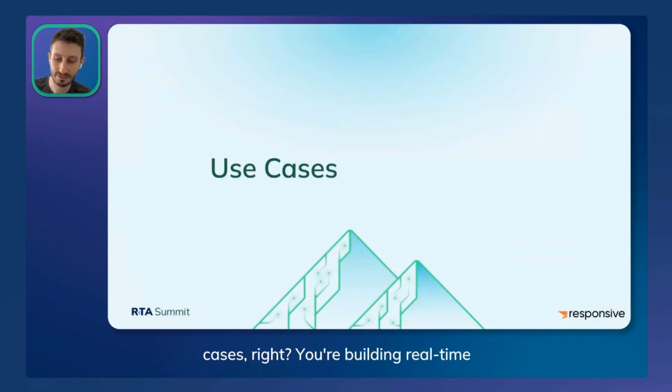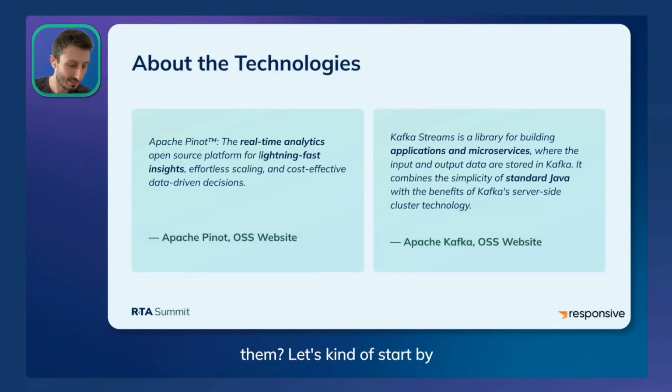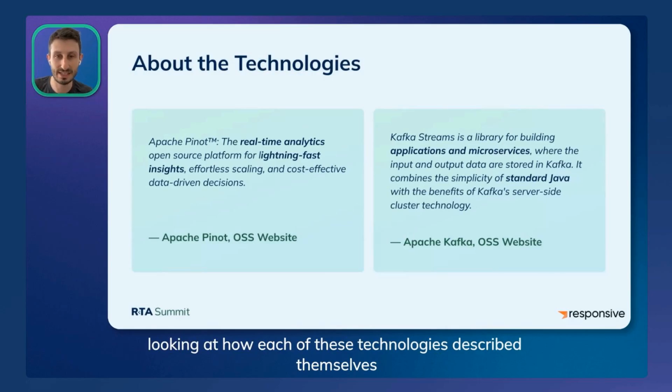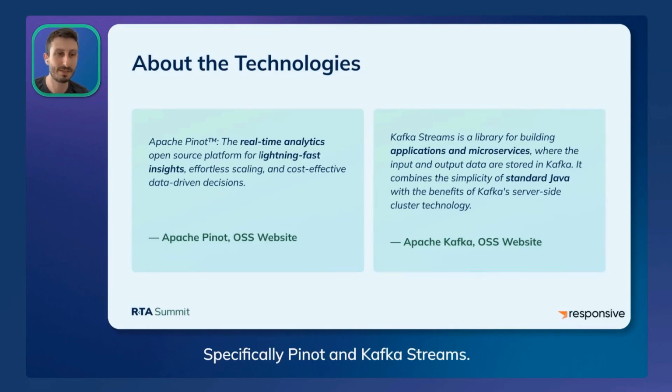Onto the use cases, right? You're building real-time applications. What are the things you might want to do with them? Let's start by looking at how each of these technologies describes themselves, specifically Pinot and Kafka Streams. Pinot describes itself as a real-time analytics open source platform for lightning-fast insights with effortless scaling, cost-effective, and data-driven decisions. I think the key thing to notice here is that it's really about lightning fast and it's really about analytics. It's so squarely meant to solve those problems.